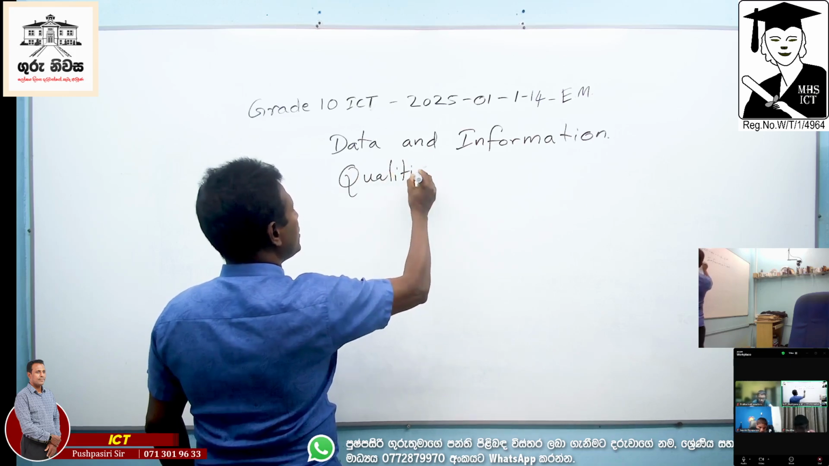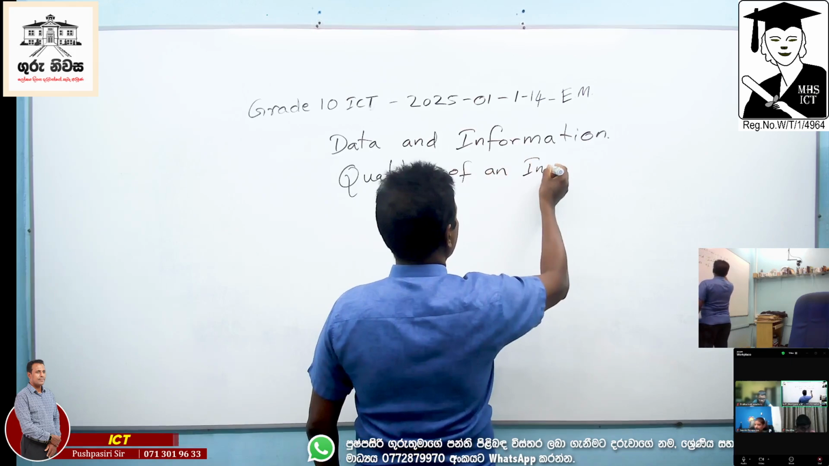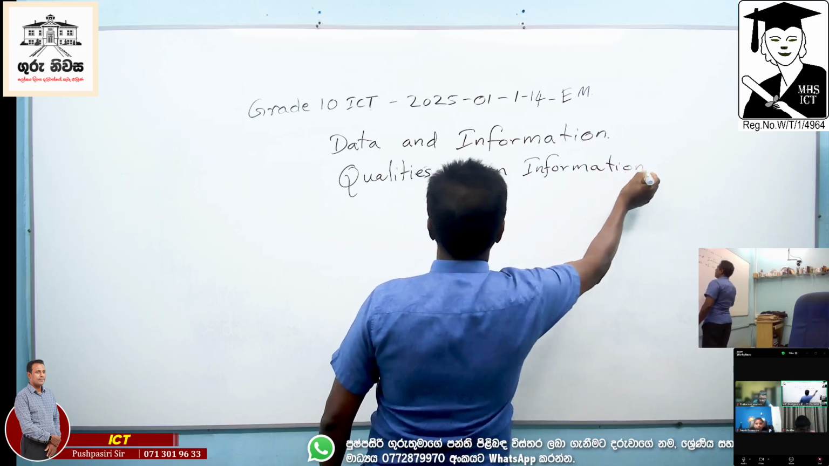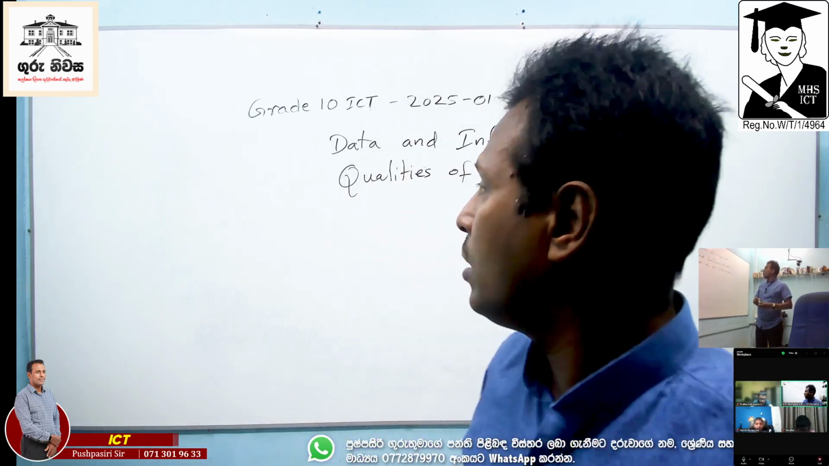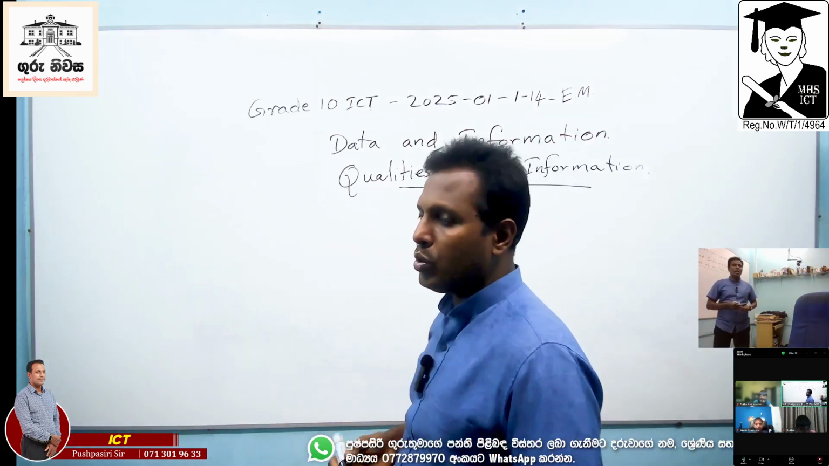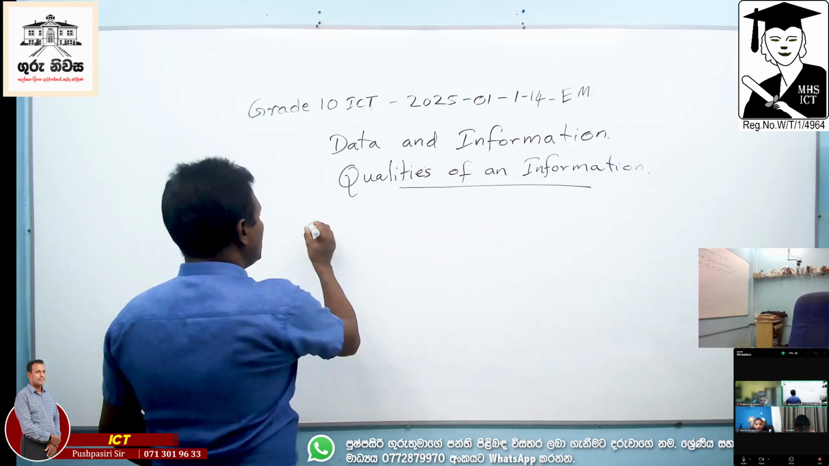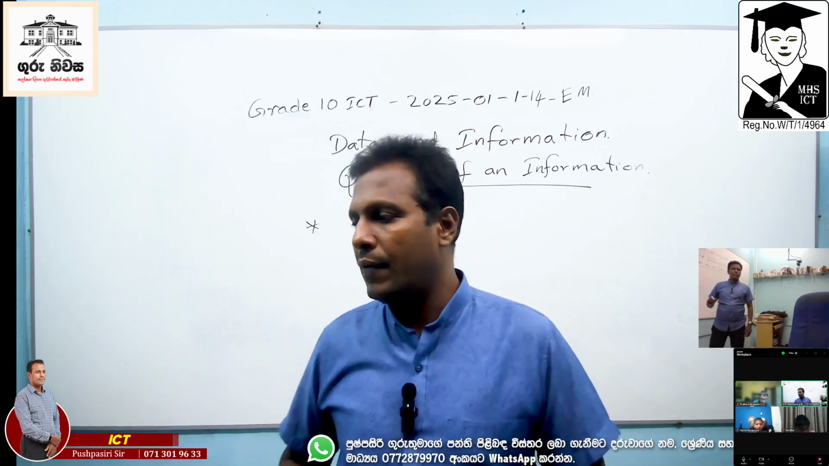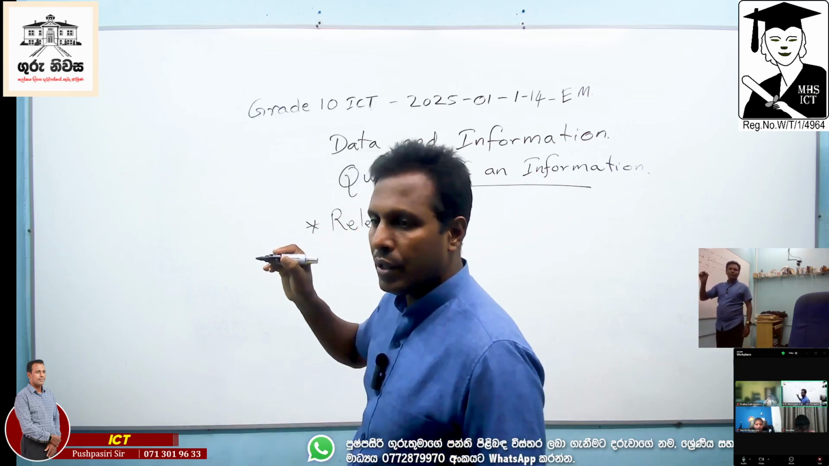Qualities of an information. Right? Qualities of an information. Right. In your book, the first one it says is relevancy. Relevancy.